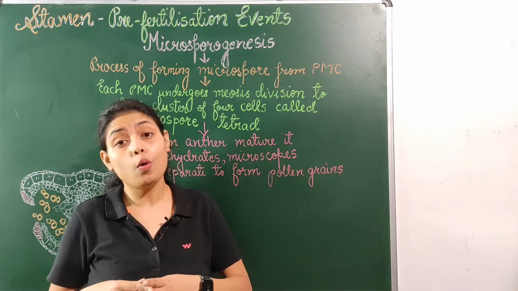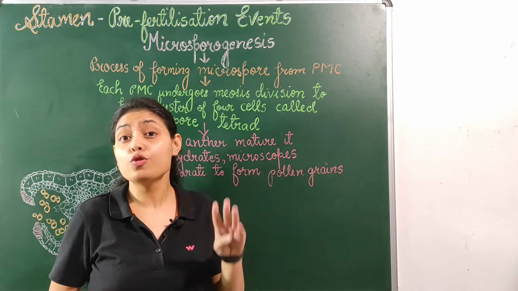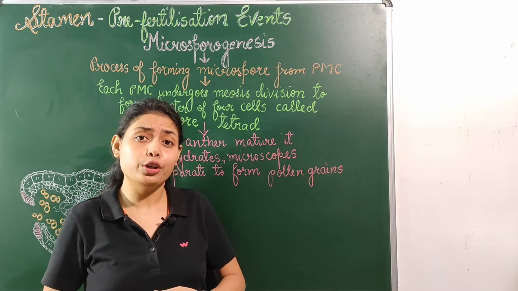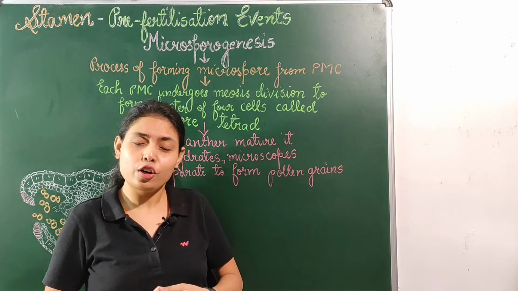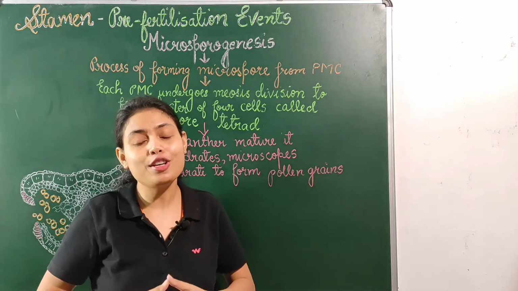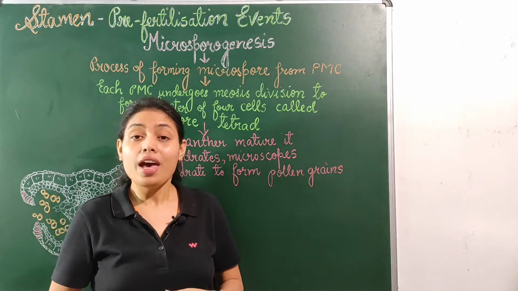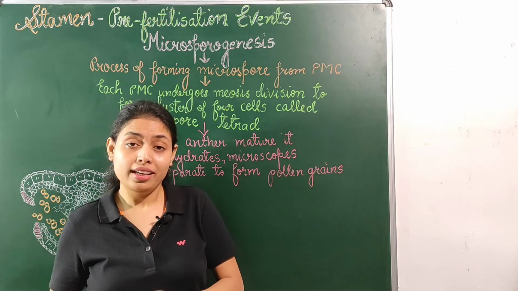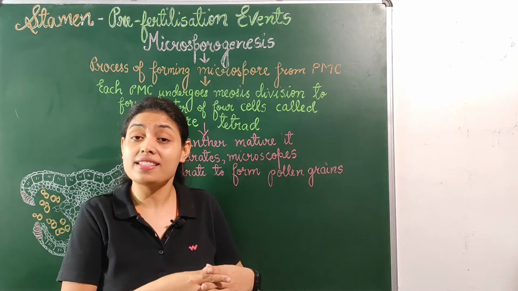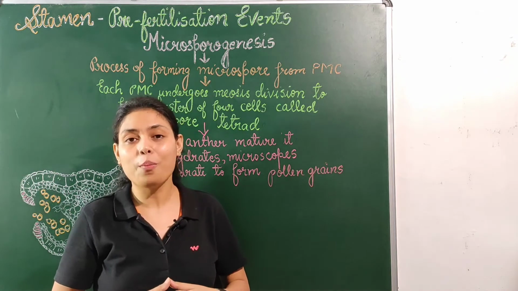Now, each pollen mother cell undergoes meiosis division to produce 4 microspores. As the microspores produced are present in a cluster, or they are stuck together in a cluster, the structure is known as a microspore tetrad. When an anther matures, it dehydrates and all the pollens which were earlier present in a cluster separate from each other and form pollen grains.